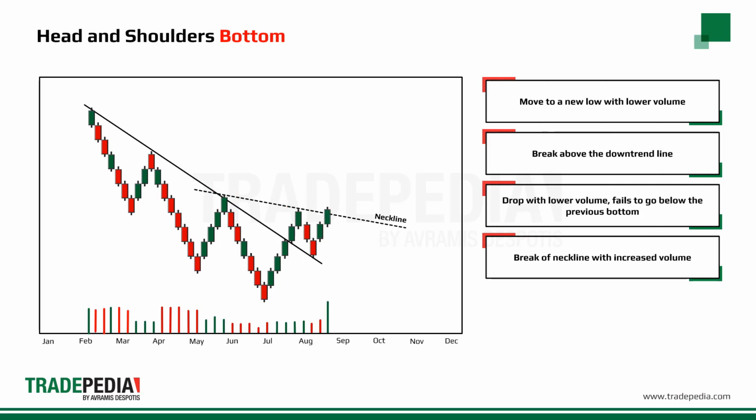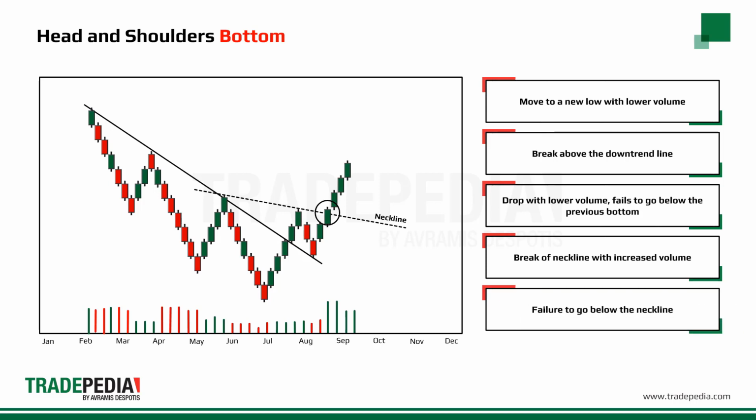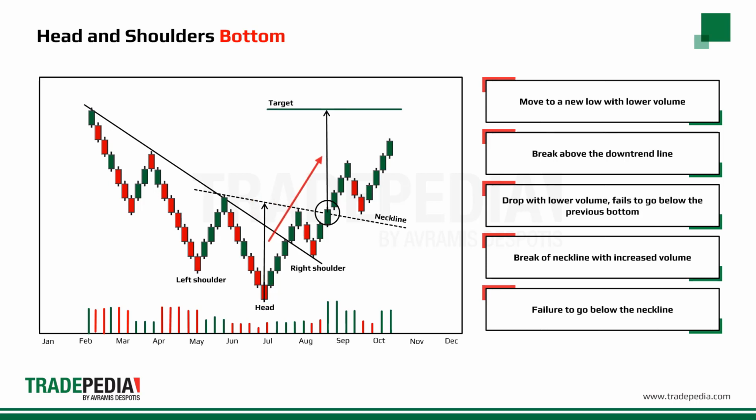The reversal is activated with a break above the neckline being accompanied with increased volume levels. Failure to go back below the neckline acts as a confirmation to the new uptrend. For the initial target, measure the distance between the head and the neckline and project the distance from the break of the neckline.